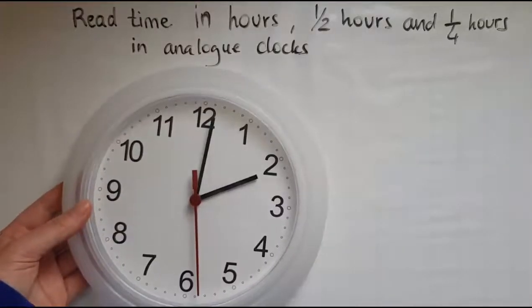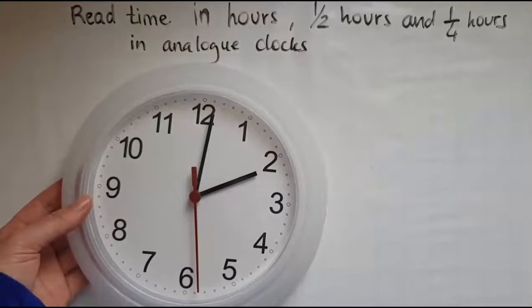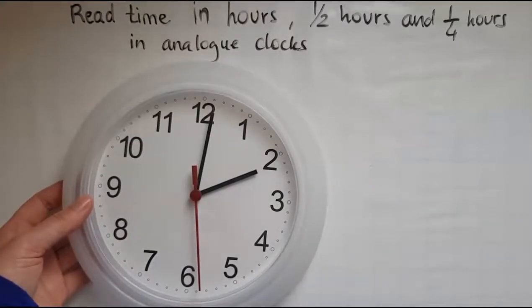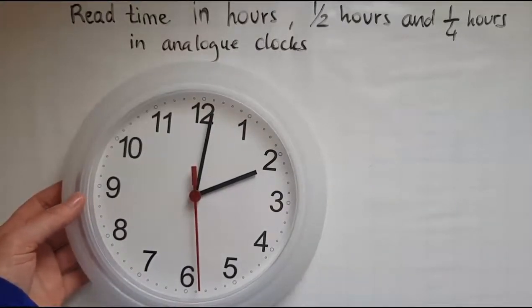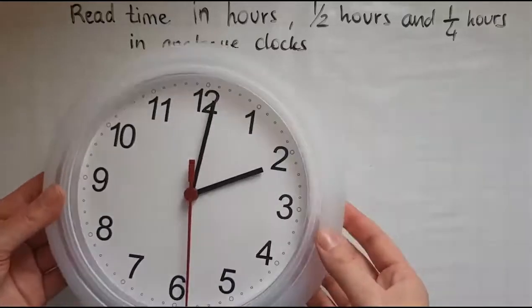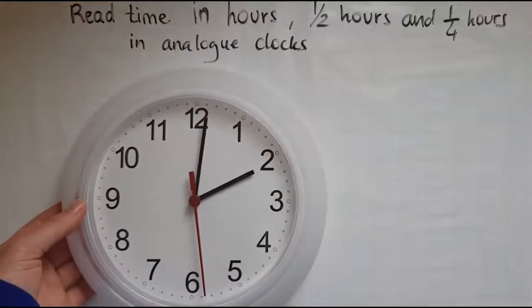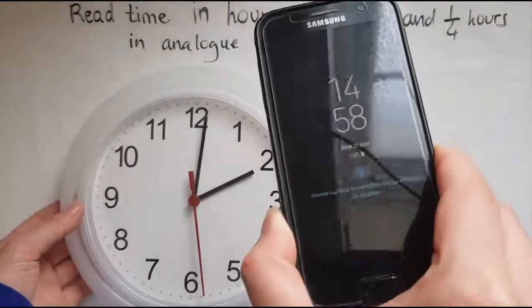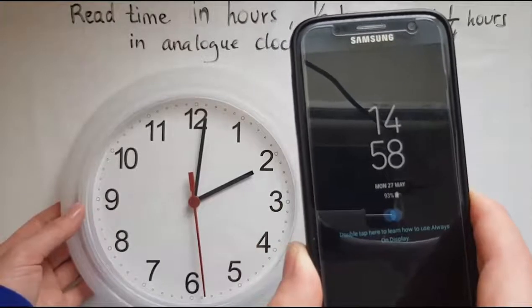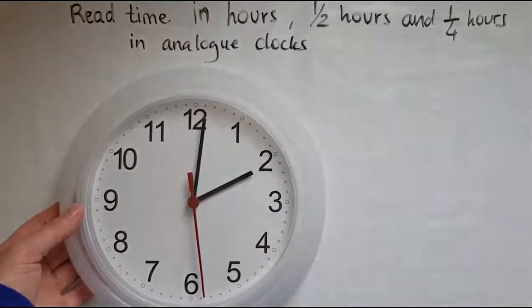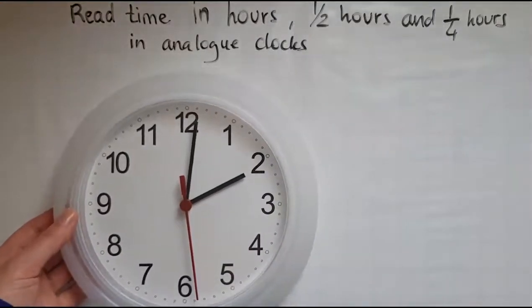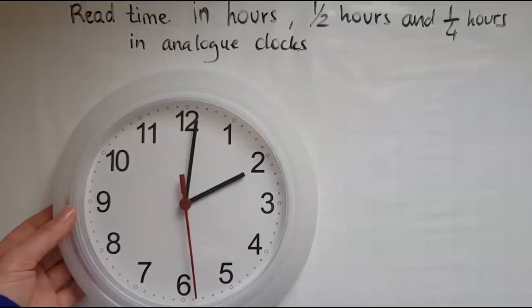In this video we'll learn to read time in hours, half hours and quarter hours in analog clocks. This is an analog clock, the one that you hang on the wall. A digital clock is the one you see normally in your phones or alarm clocks. So we'll use an analog clock.